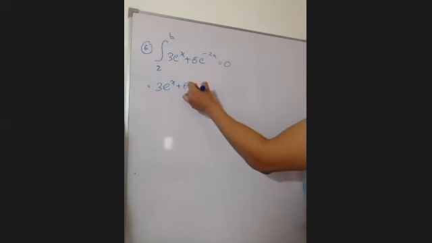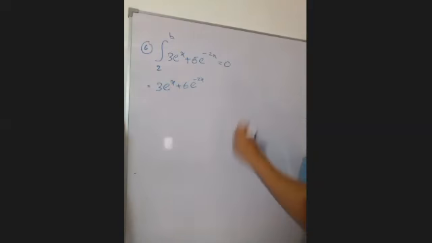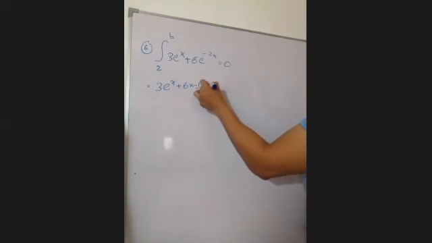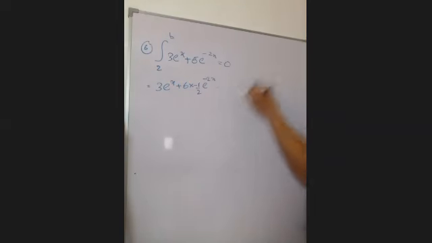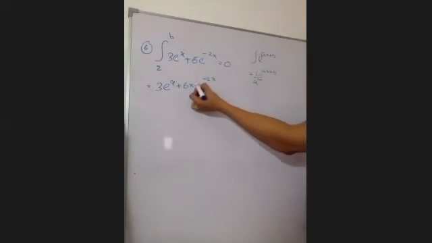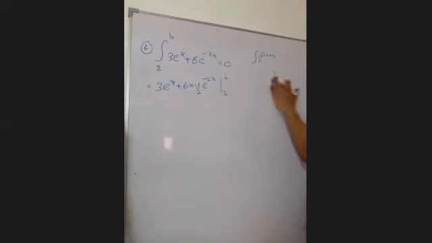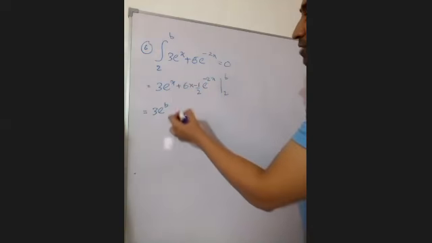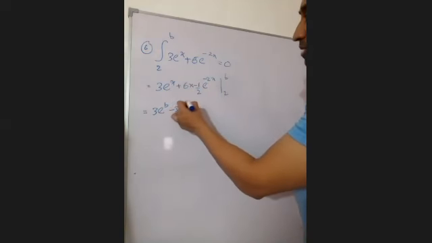The integration of e to the power minus 2x is 1 over minus 2 times e to the power minus 2x. How does it come to be? If you integrate e to the power ax plus b, the answer is 1 over a times e to the power ax plus b. Here a is minus 2, so it's 1 over minus 2 e to the power minus 2x, from 2 to b. It's a fact you have to understand. If you substitute b, 3e to the power b, and 6 divided by minus 2 is minus 3e to the power minus 2b.